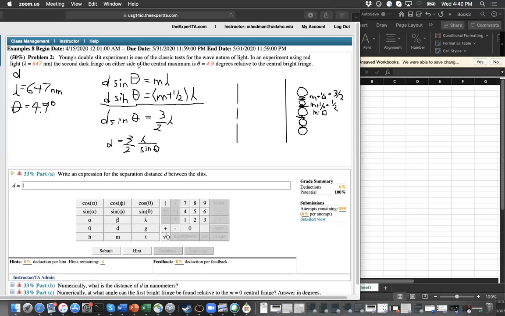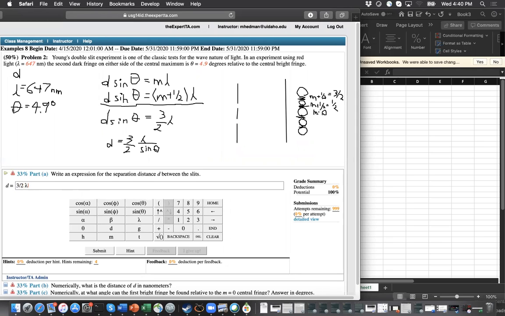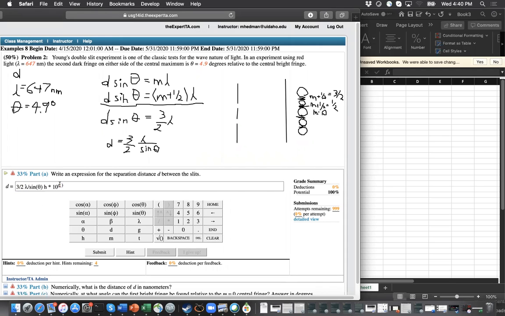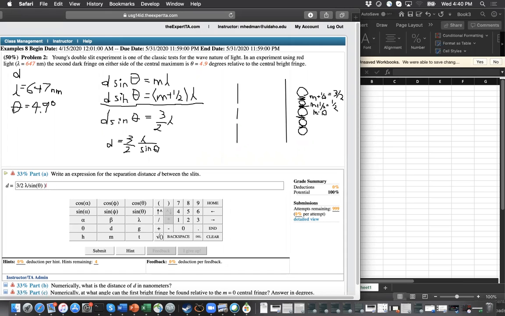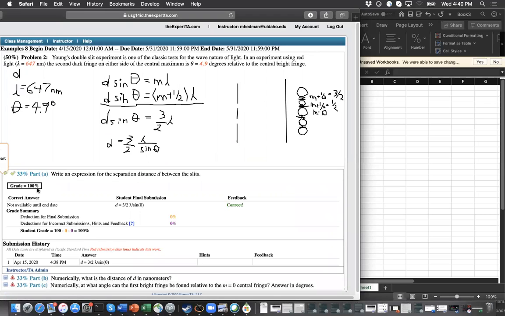That's what the algebraic expression ought to be. So let's try that out and see if it works. We're going to take 3 divided by 2 times lambda over sine of theta. So let's try that. Yep, we got the right answer. Yay.